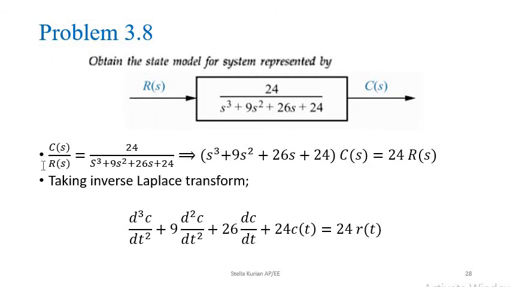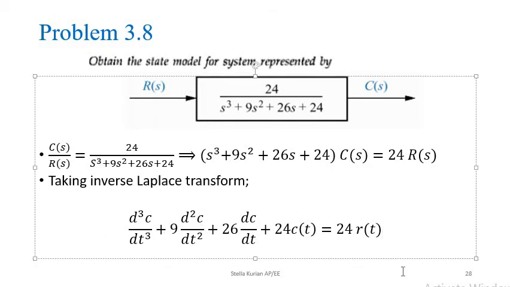Here you are cross multiplying this, so into c of s will be equal to 24 into r of s. That is written here. Now if you are taking the inverse Laplace, you will be obtaining d cube c by dt cube plus 9 d square c by dt square plus 26 dc by dt plus 24 c will be equal to 24 r of t. Now you obtained the differential equation and you may solve as we just saw. So you got the differential equation of the system.